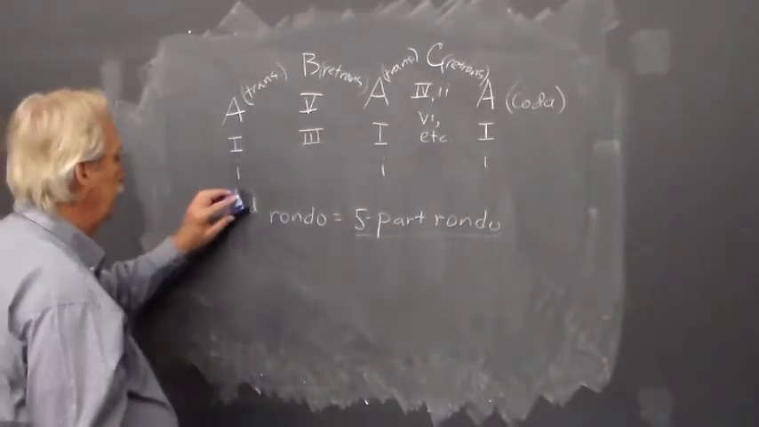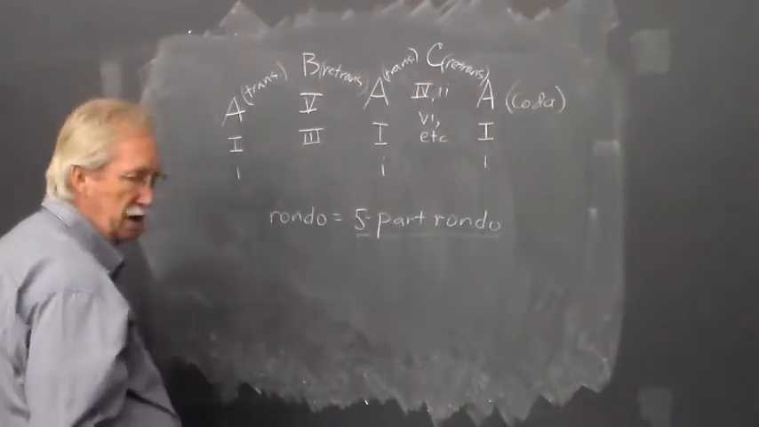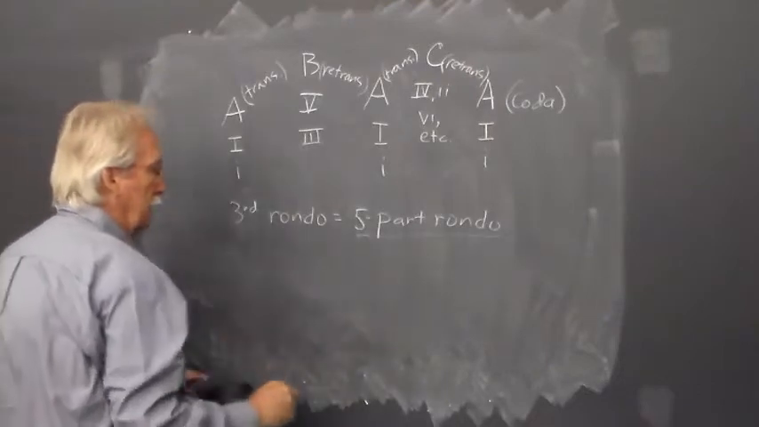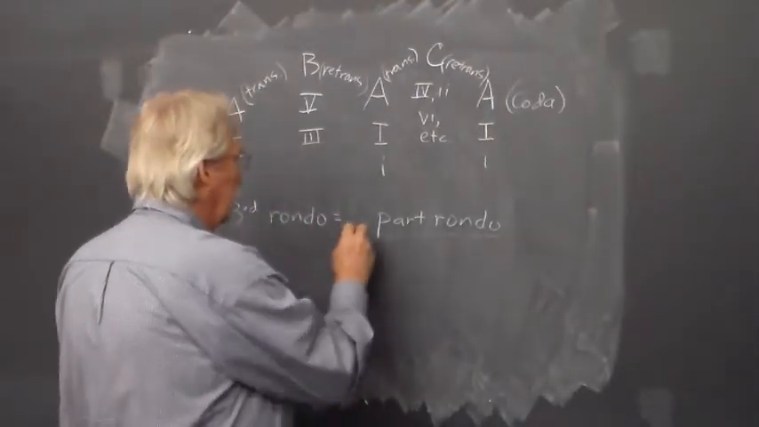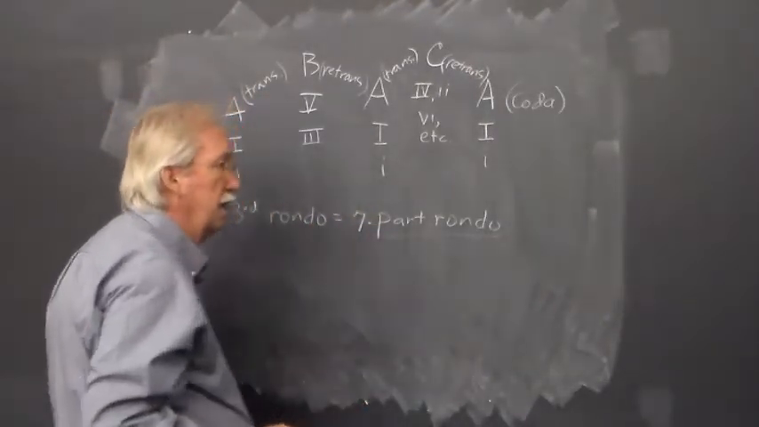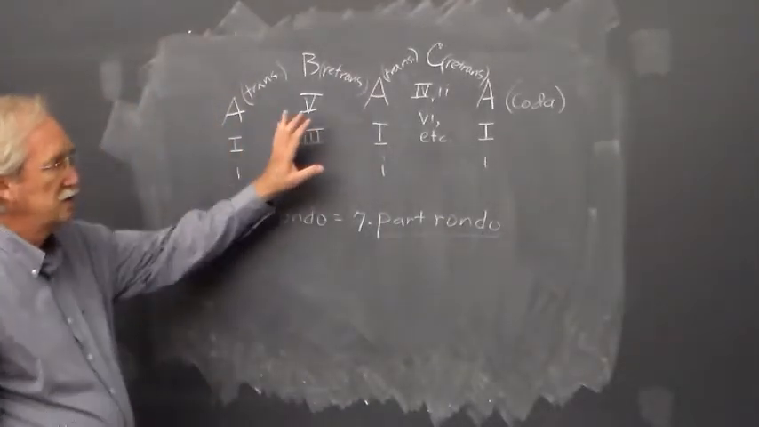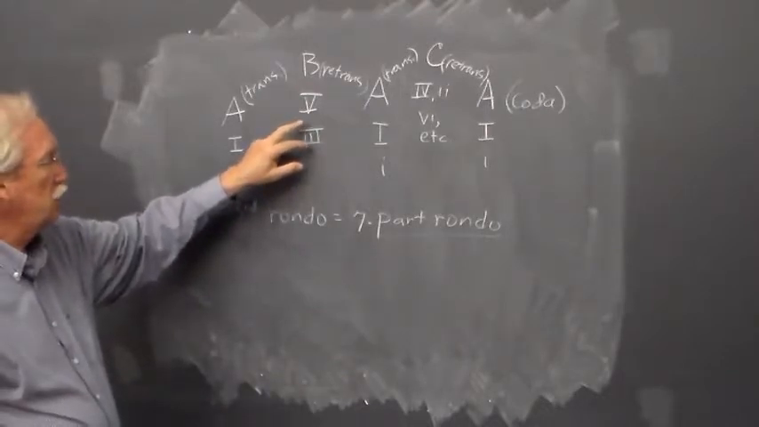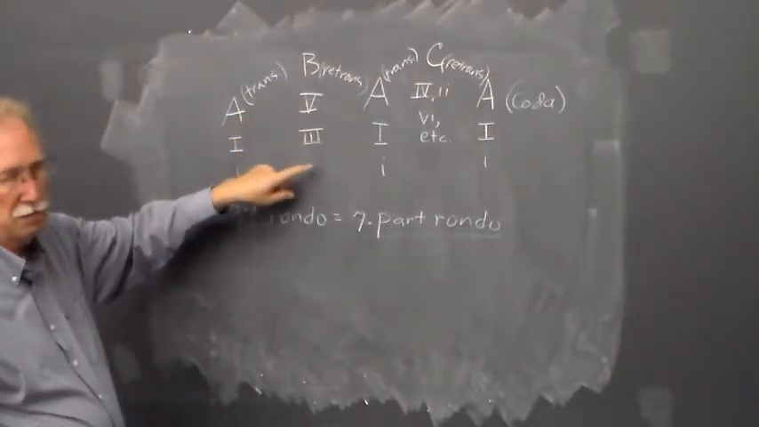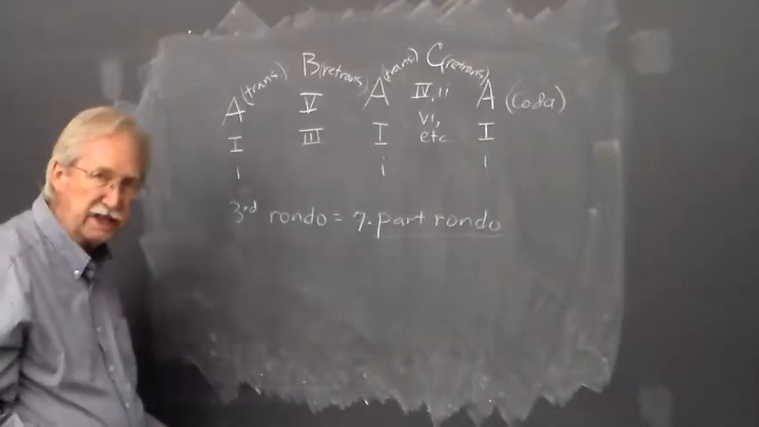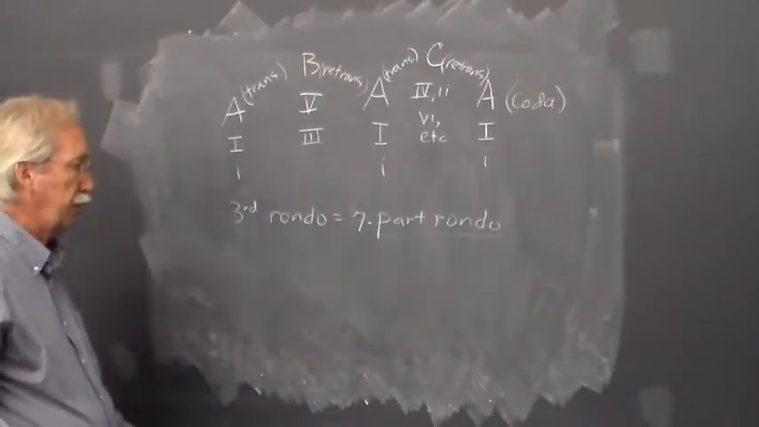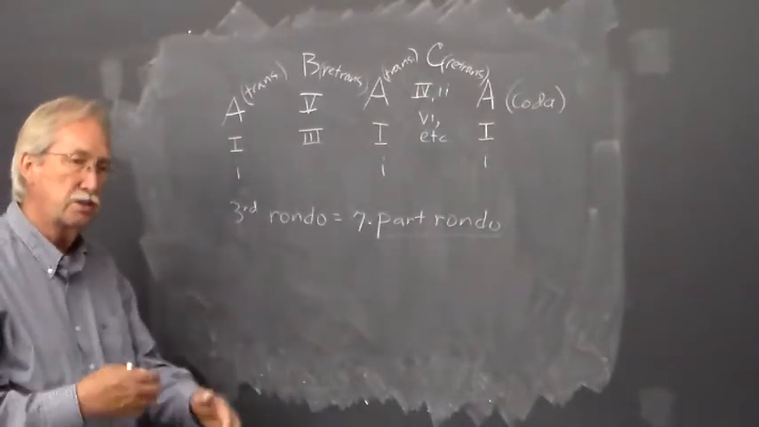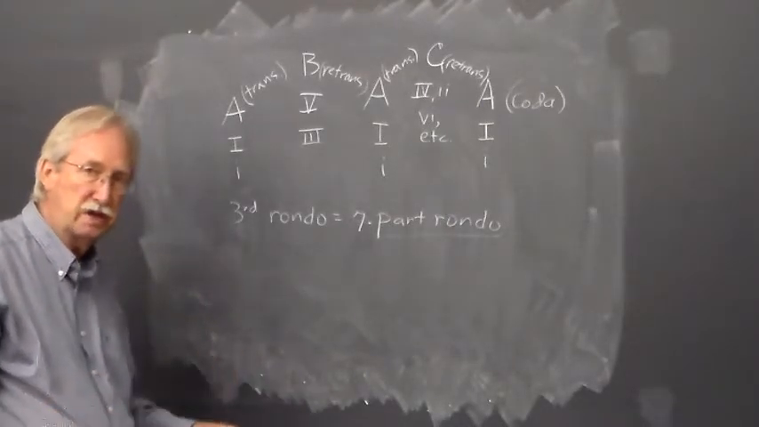For the last type, though, it is typically a final movement construction. And the one thing about the 7-part rondo is that it begins like the 5-part rondo, but it features a return of the B theme in the tonic key. And so for that reason, it's sometimes called sonata-rondo because of the similarity that it has to sonata-allegro form.